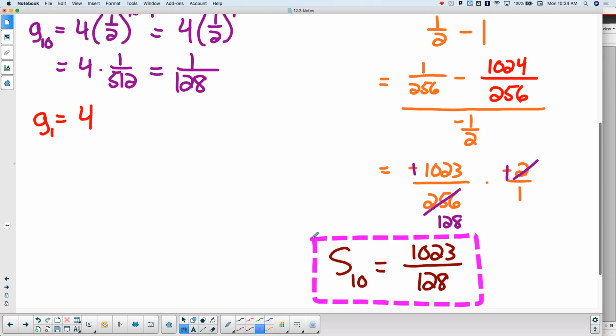Fractions are your friends. They will make it so much easier, as opposed to 7.99219. Okay? Plus they're exact. Good? Questions on it?